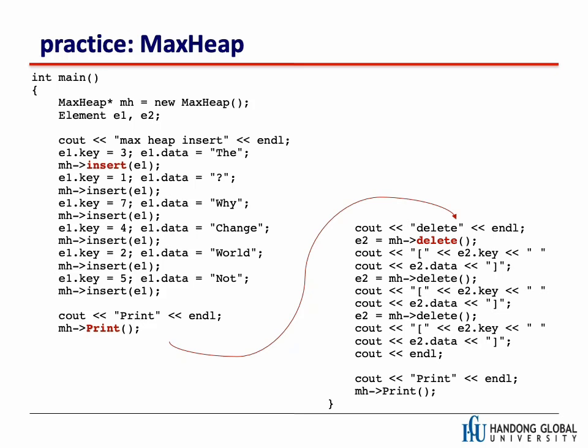Then we update this E1 and insert E1 again. Basically, when we insert a new instance, we copy this structure to an element of an array. So even with the same variable E1, we are inserting a new element, and another, and another. Then we can print and see the result, and we can call delete and see the result if you want. Delete and print.